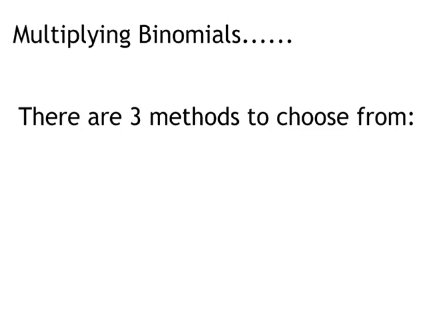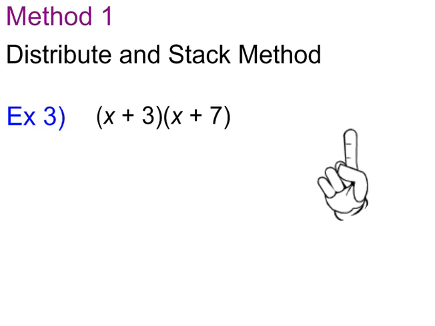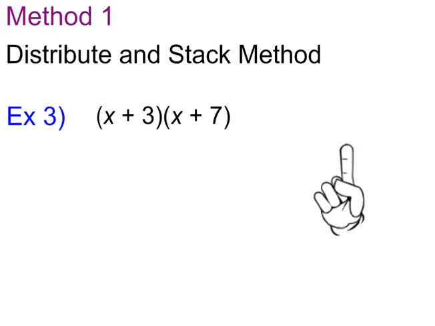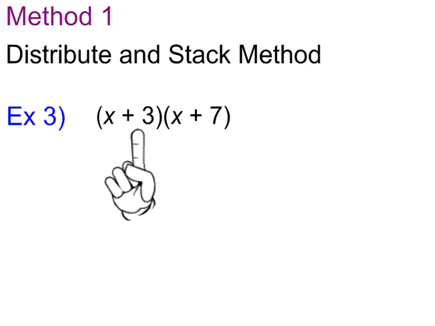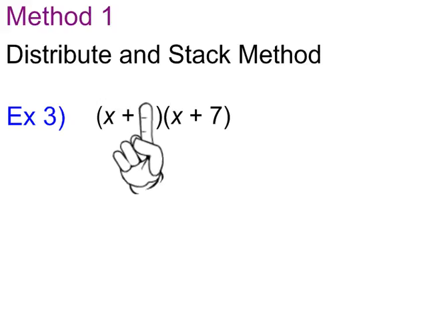Now, when we multiply binomials, there are 3 different methods we can choose from. So we're going to take a look at each method separately. First off, we're going to look at what we call the distribute and stack method, one of my favorites. What we're going to do is use our hand or our finger to help us. We're going to cover up one of the terms of the binomial, so it looks like a monomial multiplying a binomial, just like we had a second ago.